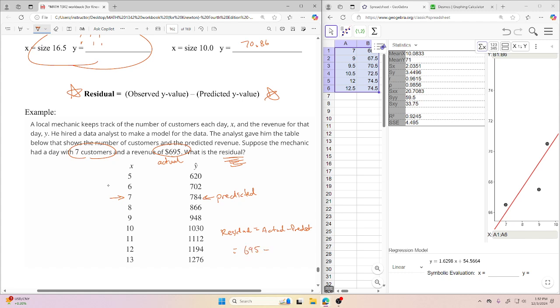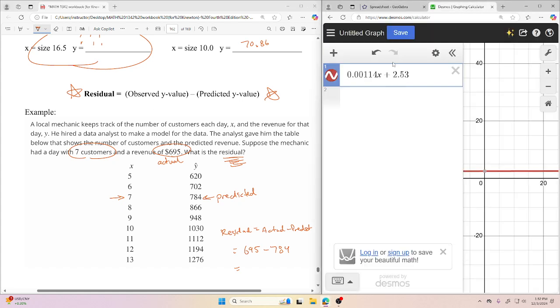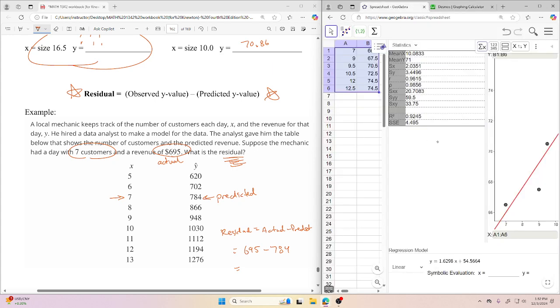695, and then minus predicted is 784. You subtract them, you get a number, and we're good. Negative 89, I'll take it. Thank you. And that's the answer.